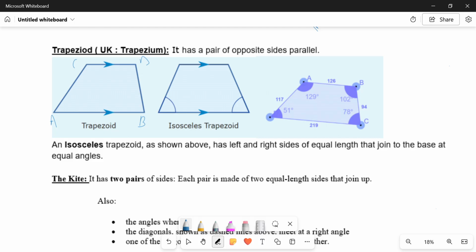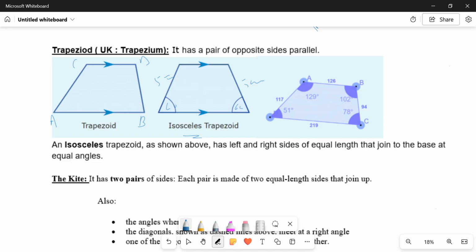The second one is the isosceles trapezoid. It's a special type of trapezium, and it has left and right sides of equal length. They join to the base at equal angles. So this one, if this one is 5 centimeter, the other side is also 5 centimeter, right? They both are the same. Left and right sides both are the same, and the angles are also the same here, only in the isosceles trapezoid. Okay, for example, if this one is 60-degree here, the other one is also 60-degree.